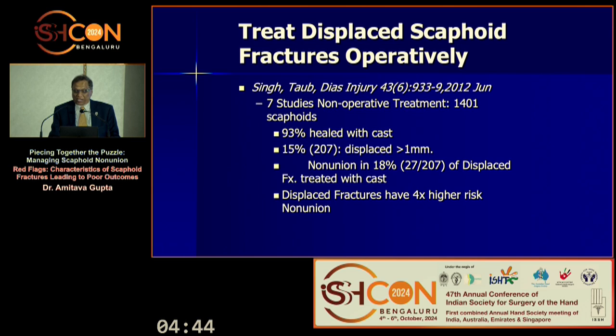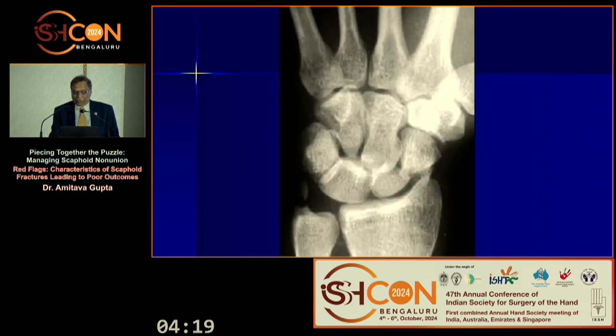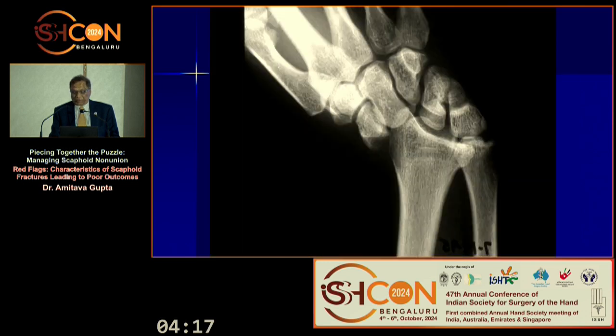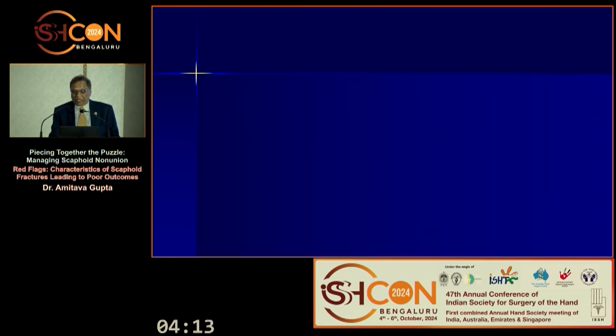So displaced fractures are treated operatively, and this was a study from Joe Dias's unit, and they looked at 7 studies for non-operative treatment. They had 93% healed with cast, 15% displaced. The non-union rate was 18% in displaced fractures. Displaced fractures have a 4 times higher risk of non-union. This kind of displaced fracture is part of a perilunate injury pattern.